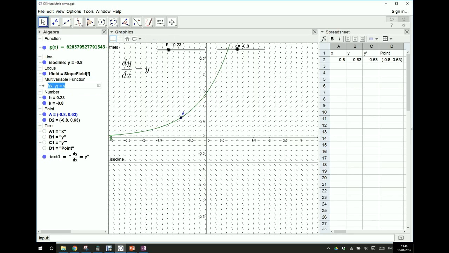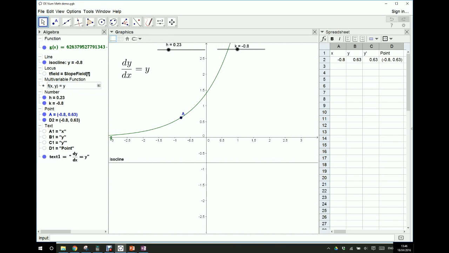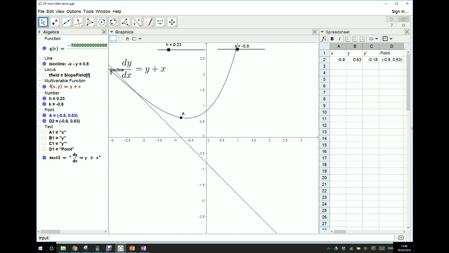While we're on this, I'll show you a couple of other versions. Perhaps if I turn the tangent field off, I'm just going to change the differential equation. Let's do x plus y this time, or y plus x.